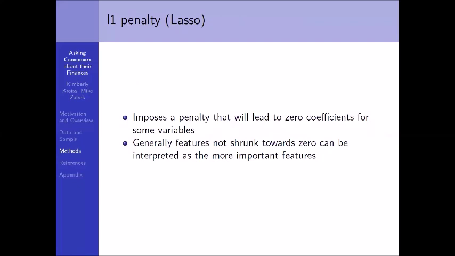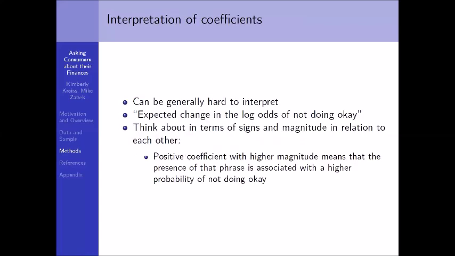In particular with L1 penalty or lasso, it imposes a penalty that will lead to 0 coefficients for some variables. And then generally features that are not shrunk towards 0 can be interpreted as the more important. The interpretation of the coefficients can be a little tricky here. It's the expected change in the log odds of not doing okay in our model, but we're pretty much just thinking about it in terms of the signs and magnitude in relation to each other. So the positive coefficient with the higher magnitude means that the presence of that phrase is associated with higher probability of not doing okay.